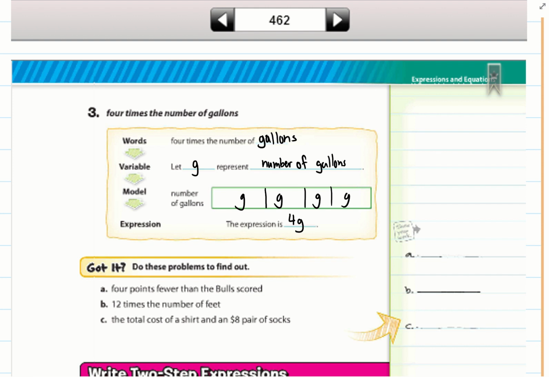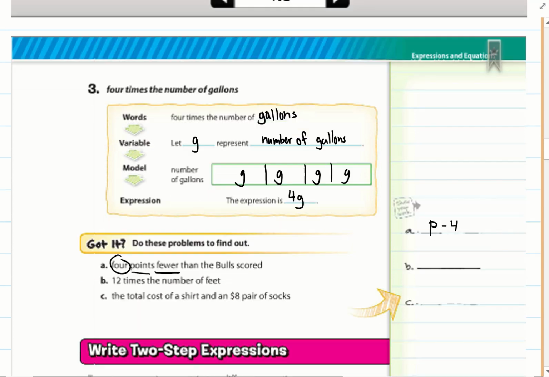So in A, we know we have fewer, and we also know it's points, and we also see the 4. So we're going to let P be the variable, and it's going to be P minus 4, because we don't know how many points was scored, all we know is there's points.